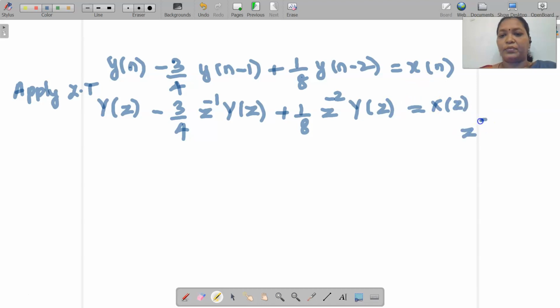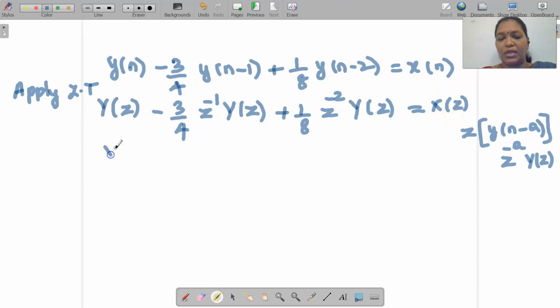So in simple, the Z transform of y of n minus a, we can write it as z power minus a Y of z. So using that concept, we are applying the Z transform here. So for this term, we have z power minus 2 Y of z. Here we have right hand side only x of n. So Z transform of x of n is X of z.